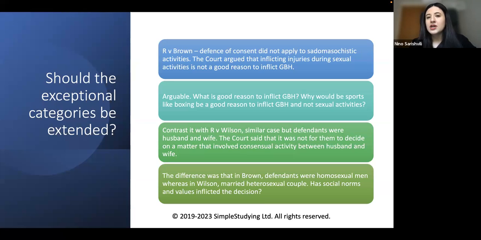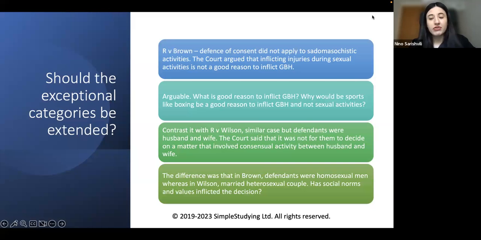In R v Brown, defense of consent did not apply because the court said that sadomasochistic activities are not a good reason where defense of consent should apply. The defendants here were homosexual men involved in sadomasochistic activities, and the court argued that inflicting injuries in this kind of sexual activity was not a good reason to inflict GBH, whereas all the exceptional categories, according to the court, are a good reason to inflict GBH.